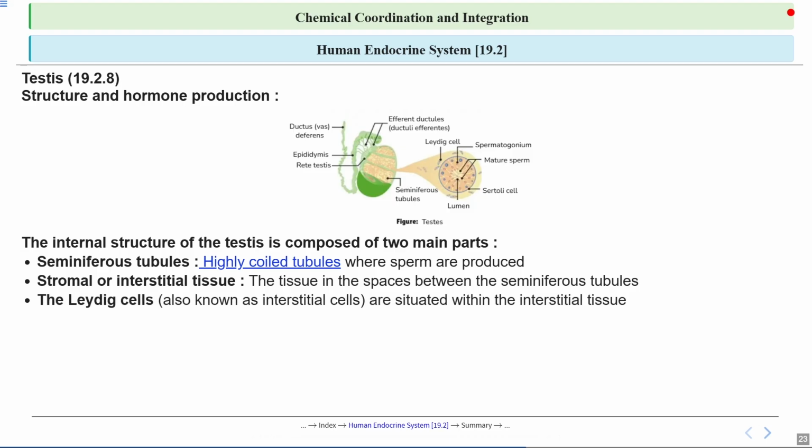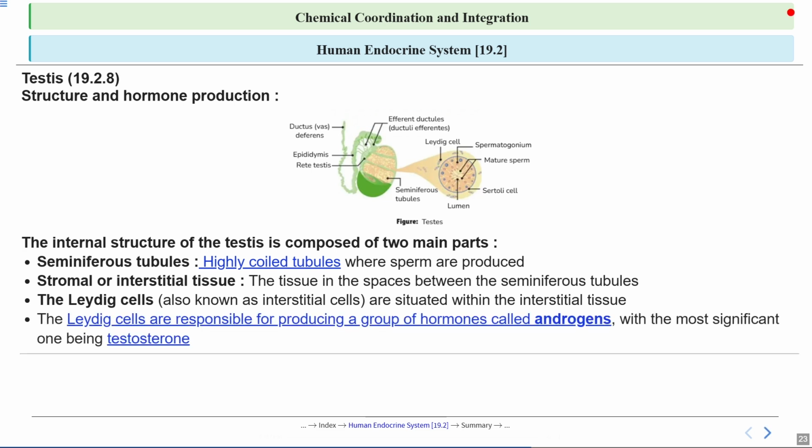Then we have Leydig cells. These are also called interstitial cells, special cells found in the testes, especially in the spaces between the seminiferous tubules. These are responsible for producing testosterone, a hormone that plays a key role in development of male secondary sexual characteristics and sperm production. They are located in the interstitial tissue, which is the connective tissue surrounding the seminiferous tubules in the testes. Leydig cells are responsible for producing a group of hormones called androgens, with the most significant one being testosterone. So they are responsible for the secretion of testosterone hormone.